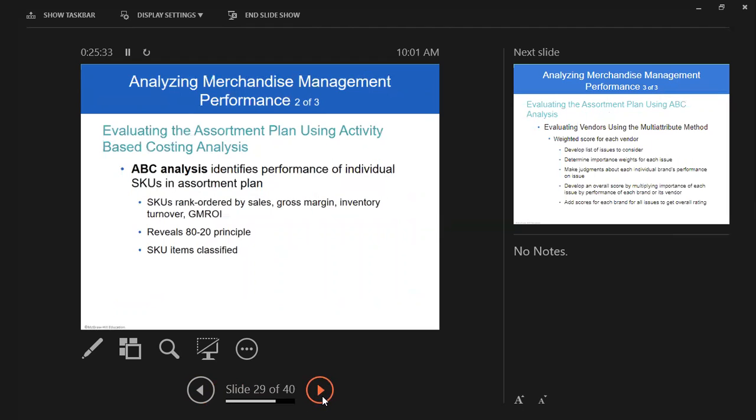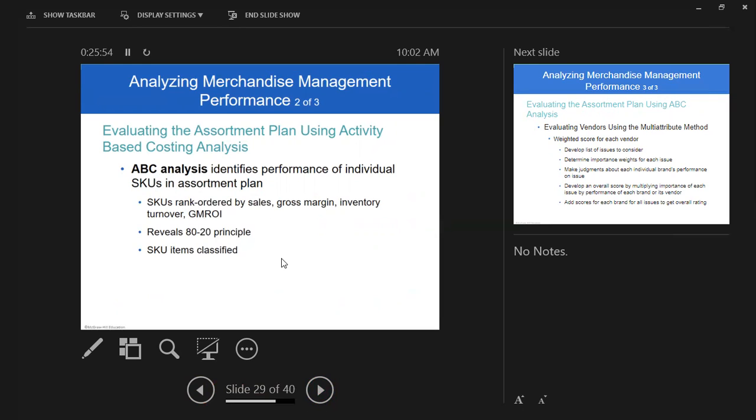Okay, ABC, ABC is activity-based costing analysis. So you can look at some of the processes that are involved in SKU, stock keeping unit, for example, like rank order by sale, gross margin, and inventory. So you can use the 80-20 principle to understand.